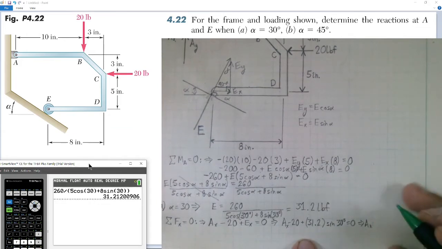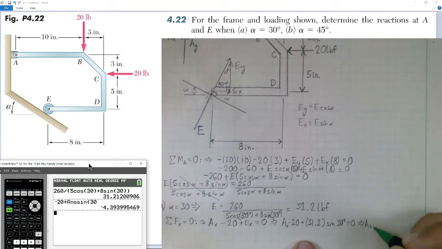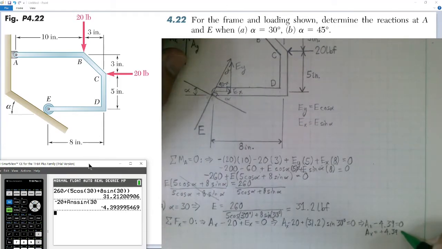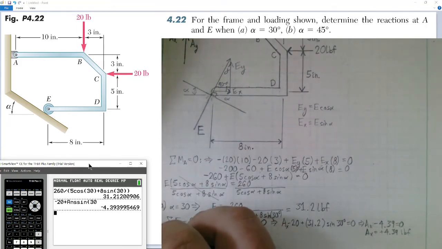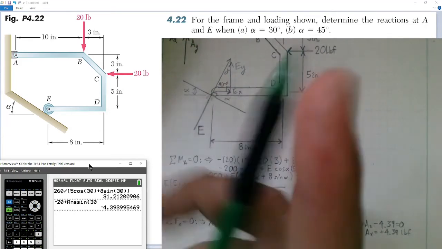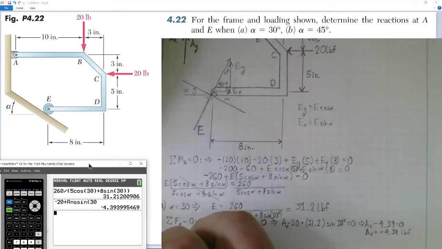And that tells us AX minus 4.39 pounds of force equals 0, which tells us AX equals positive 4.39 pounds of force. So here's our answer for when alpha is 30 for reaction AX. Well, now sum forces in the y direction. Let's get a line here. Sum forces in the y.